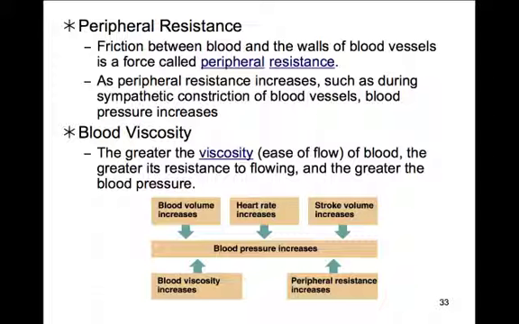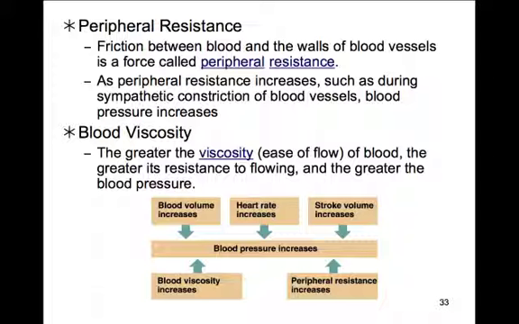Peripheral resistance is another aspect that will influence blood pressure. Peripheral resistance is about the friction that we see between the blood and the walls of the blood vessels. As the peripheral resistance increases, like when the vessels are constricted, the blood pressure increases.